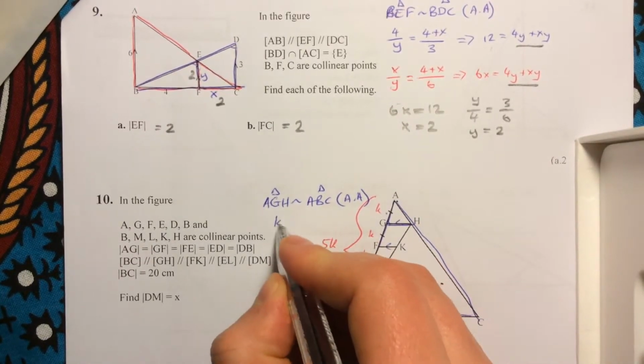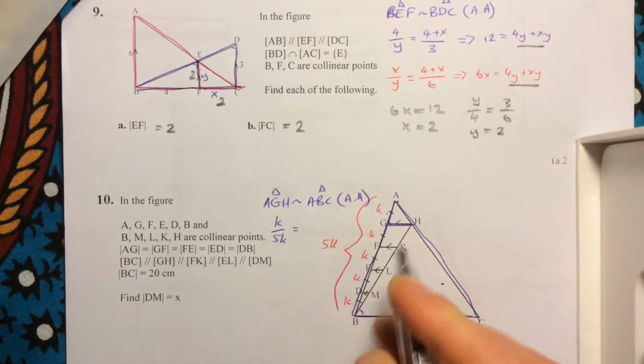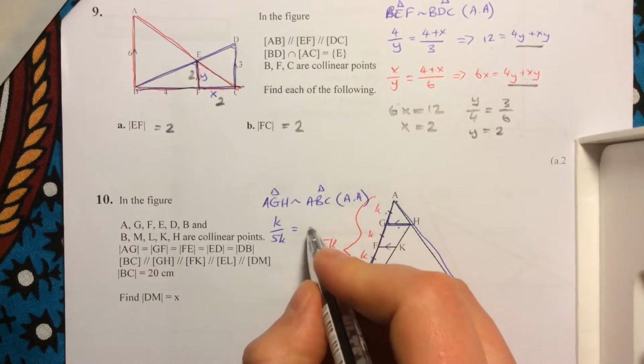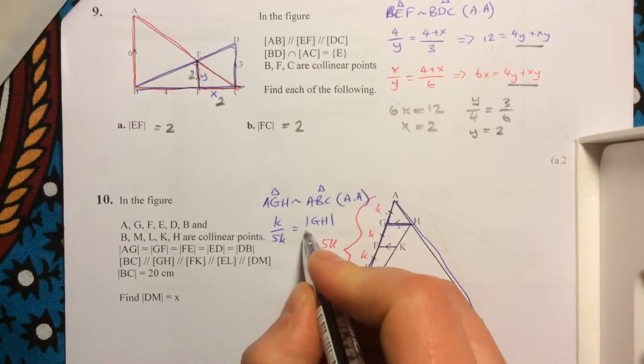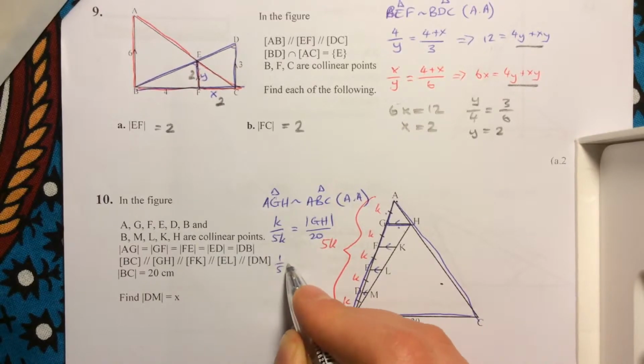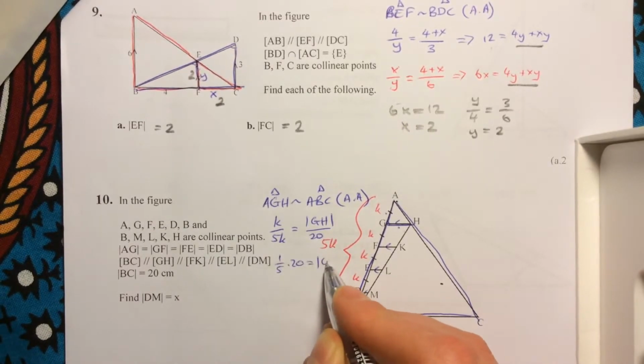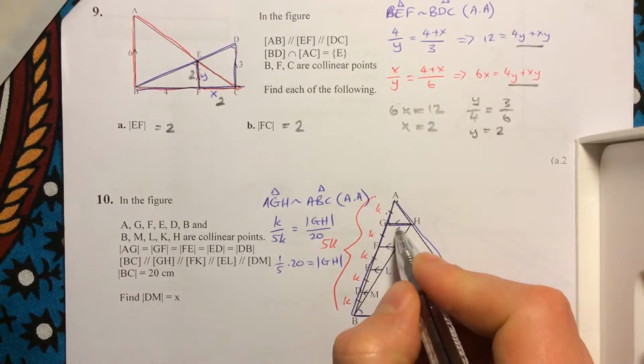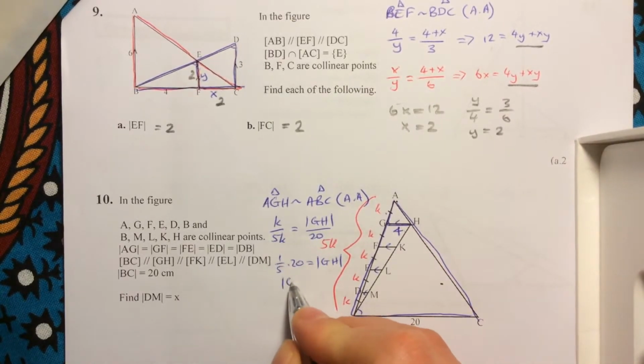So if we say the smaller triangle to the larger triangle is going to be GH over 20, the length of GH. And now this is 1/5, so multiplying that by 20, 1/5 times 20 is going to be the length of GH. And so we can see that this here must be 4, the length of GH.